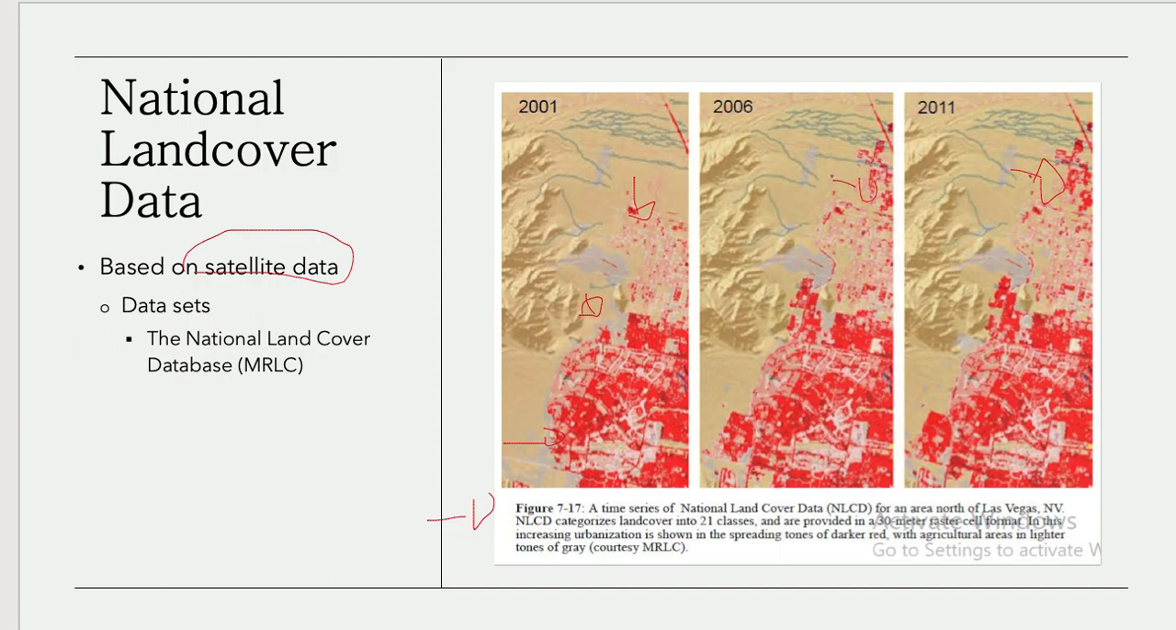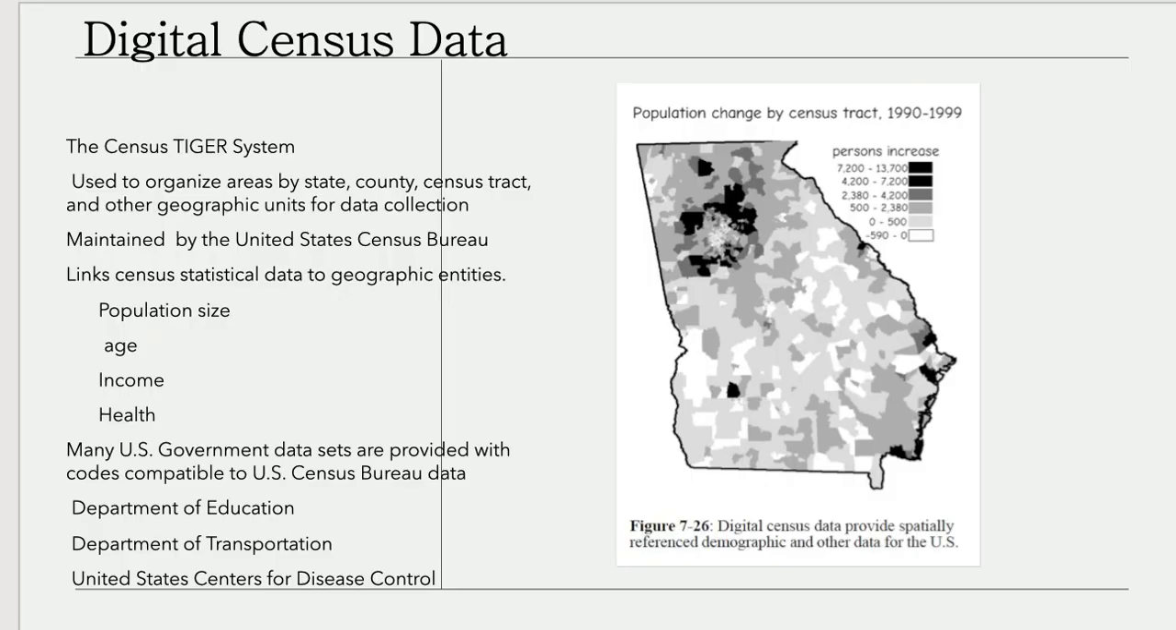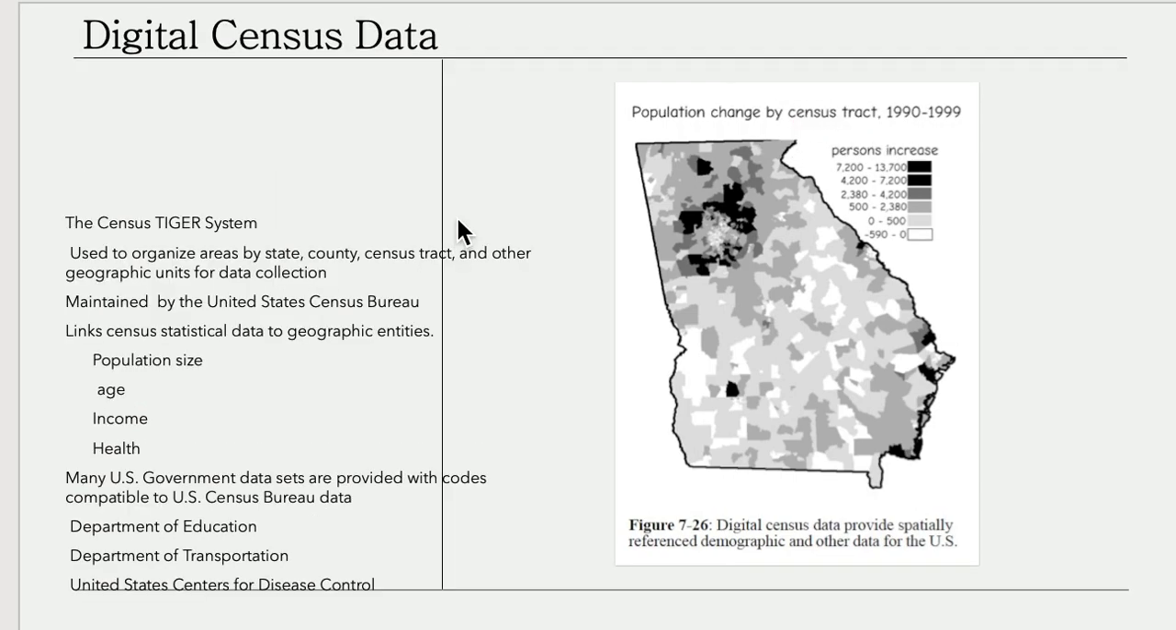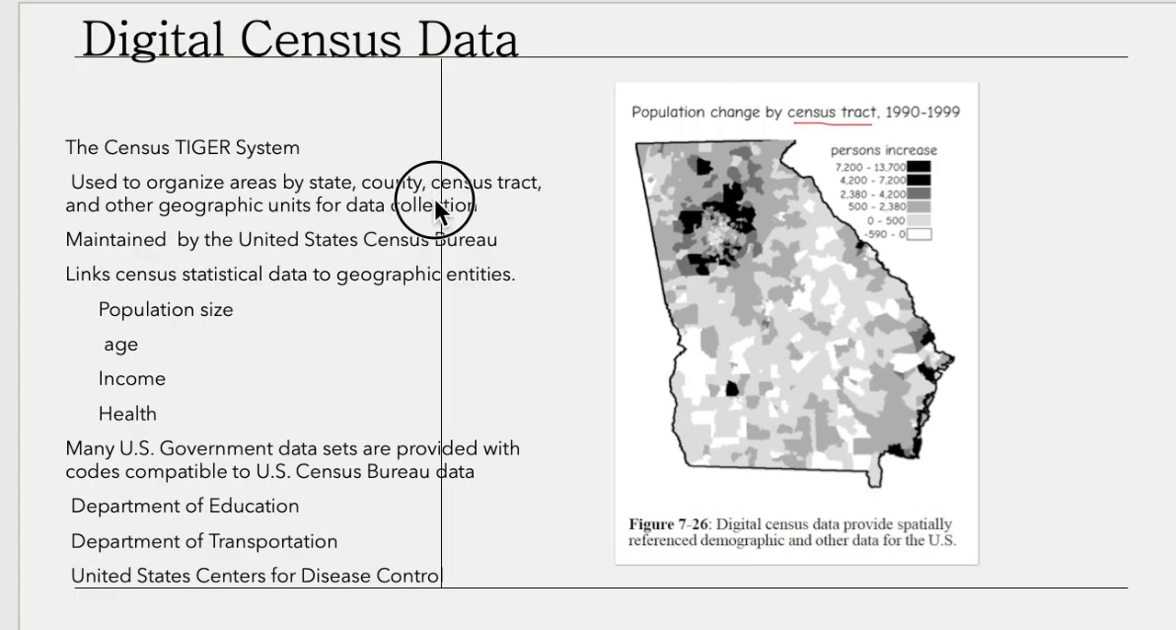Lastly, the most important I want to go over, and this is important because our lab assignment is based on the digital census data. So the United States Census Bureau developed a database system to support the national census, and this is called the Census TIGER system. This was used to organize areas by state, county, census tract, and other geographic units for data collection. So we could see here on this map, this is using only census tracts. So this is a geographic unit. So we are being more specific about the population in these census tracts.